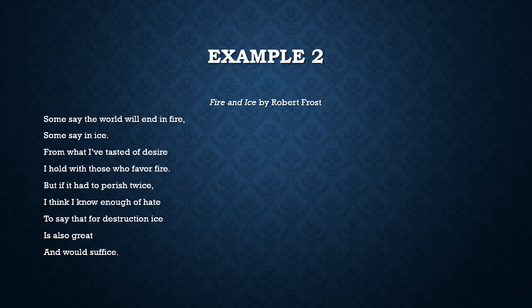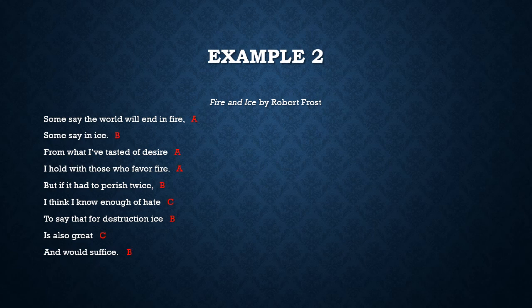Alright, so this is example 2. I'm going to go ahead and read the poem and then you can see if you can come up with a rhyme scheme for this. Some say the world will end in fire, some say in ice. From what I've tasted of desire, I hold with those who favor fire. But if it had to perish twice, I think I know enough of hate to say that for destruction ice is also great and would suffice. This is a little funny poem about the world ending, so there you go. But this is Fire and Ice by Robert Frost. Go ahead and pause the video and see if you can figure out, maybe on a piece of paper or something, the rhyme scheme of this.